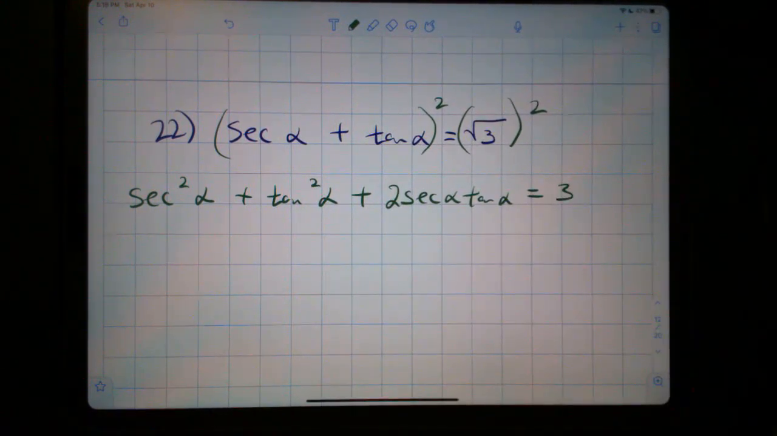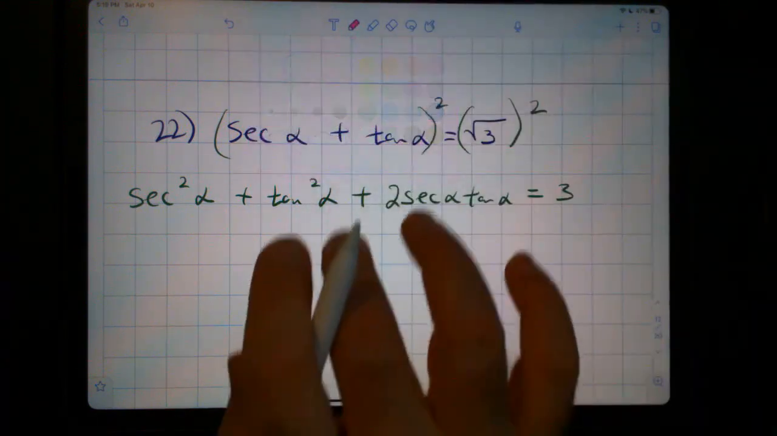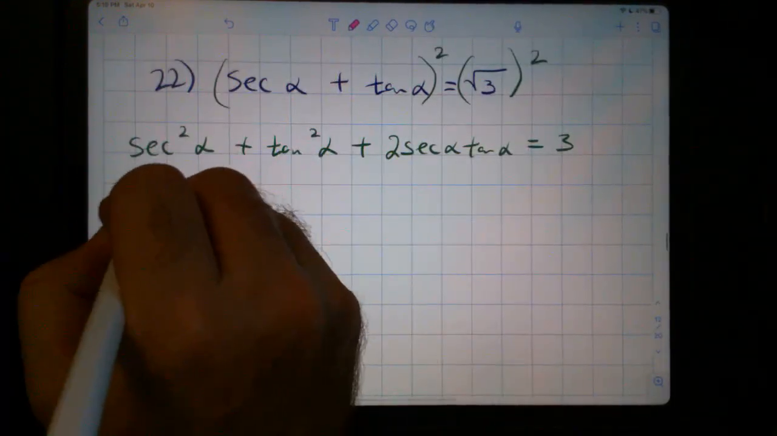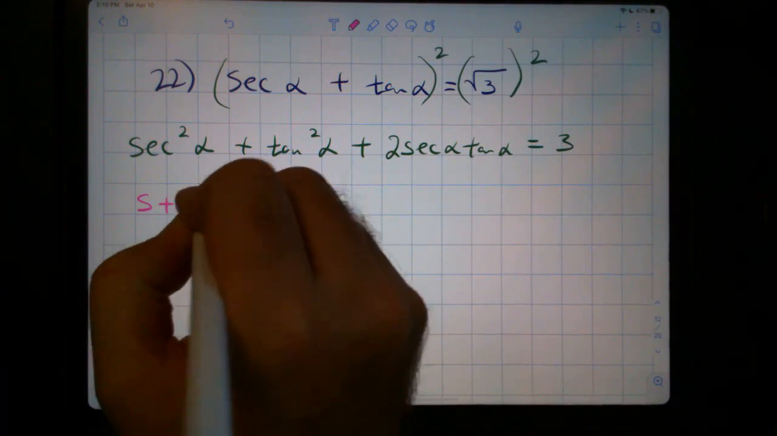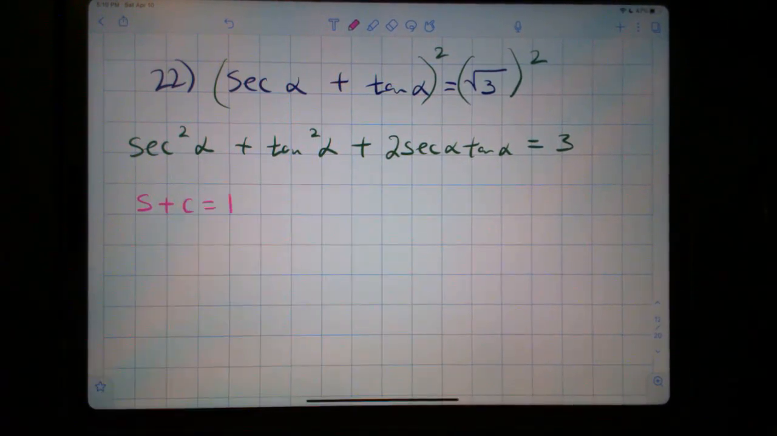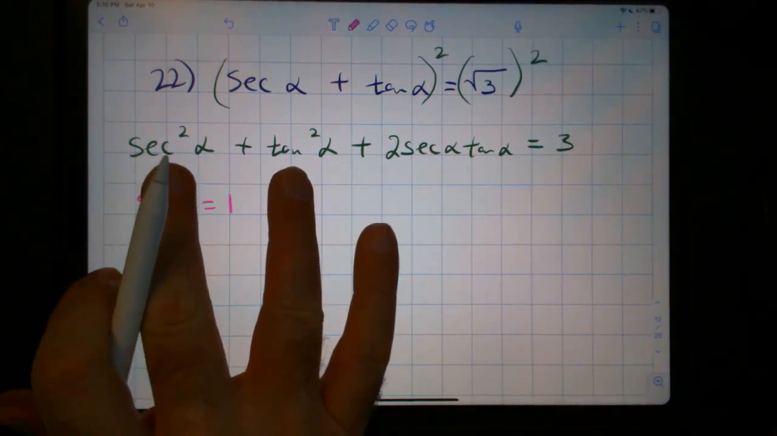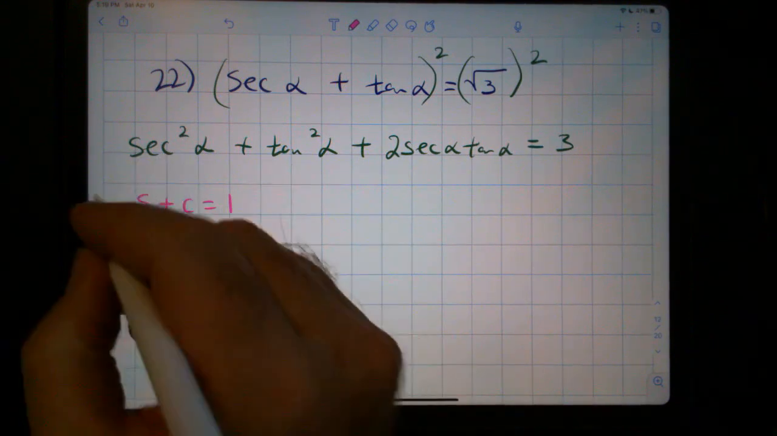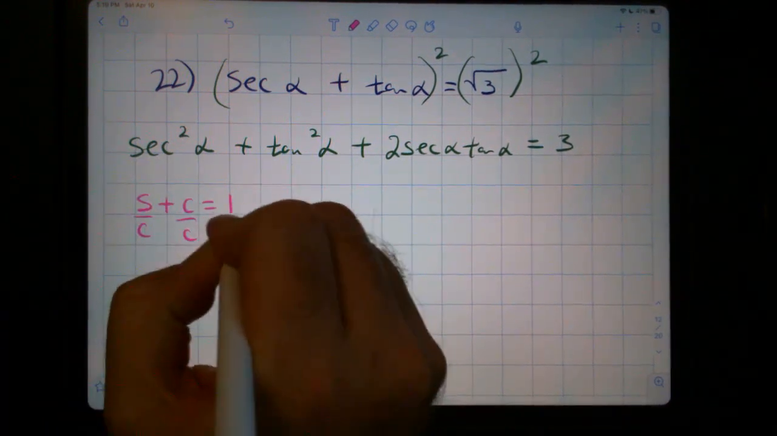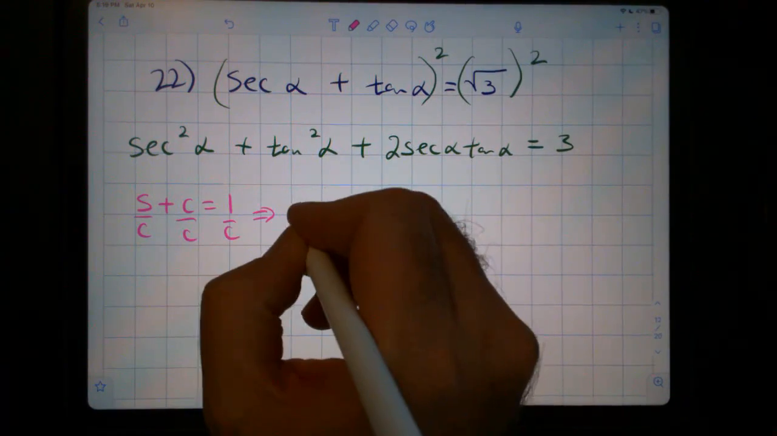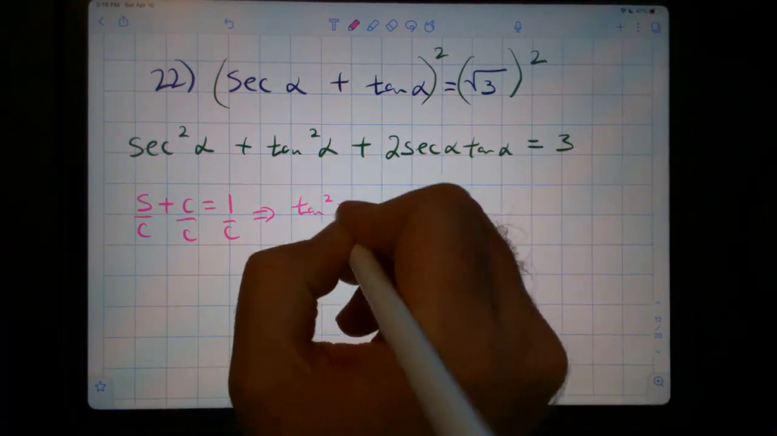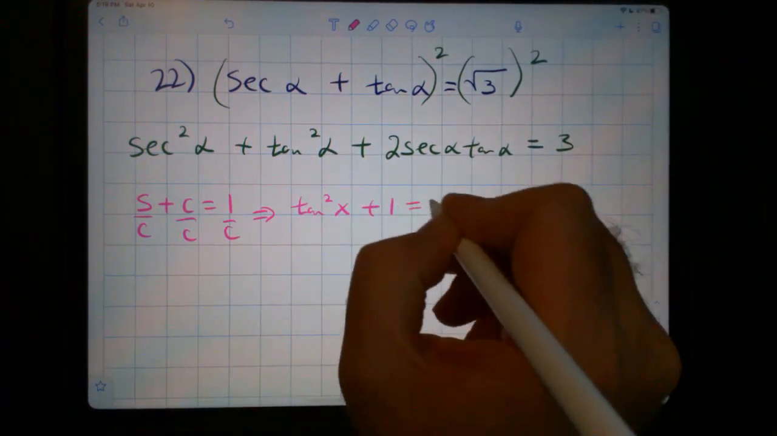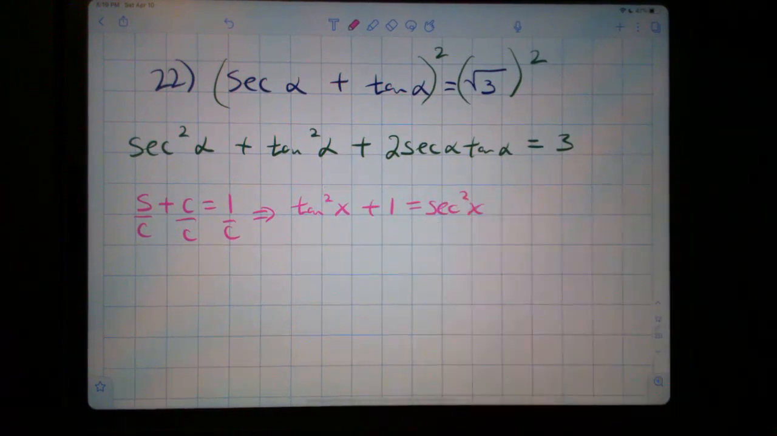Now, this almost looks like a relationship. Let's see what this is. So we have sine squared theta plus cosine squared theta equals 1. Secant and tangent have a cosine in the denominator. So let's divide everything by cosine. And this implies that we have tangent squared x plus 1 equals secant squared x.